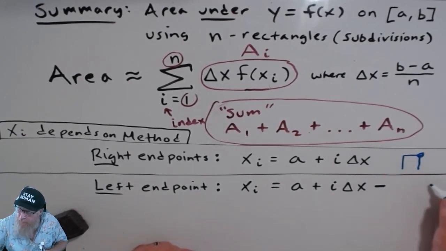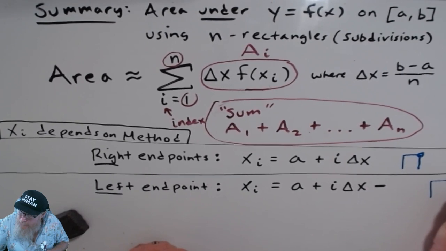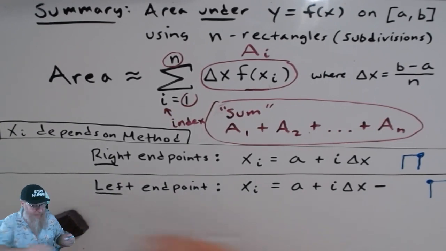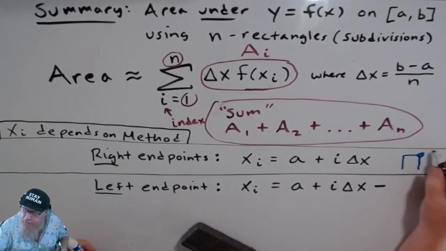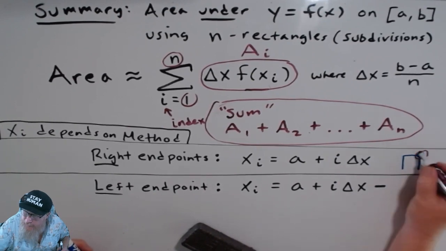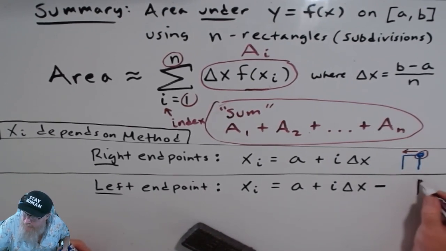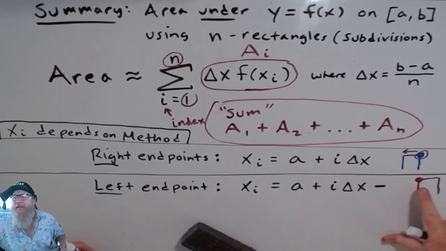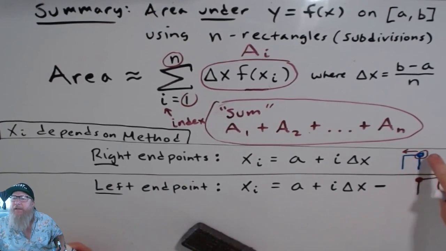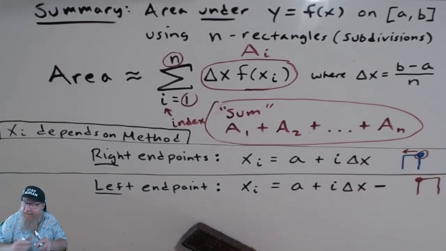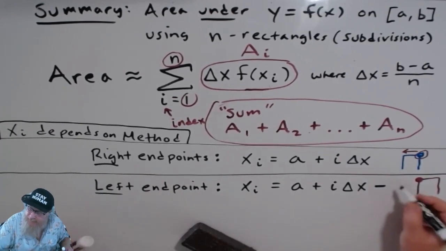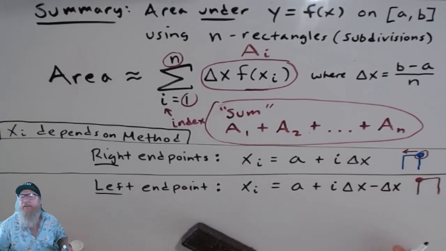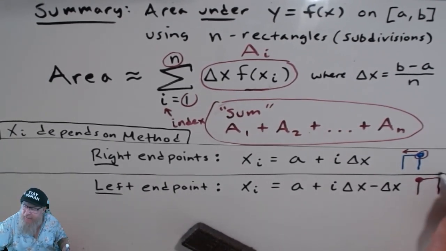The left endpoint, you just shift this point to the left so that it appears here at the top left corner of the same rectangle. So all of your right endpoints just get shifted to the left by exactly 1 delta x. So you say i delta x minus 1 delta x. And that's how you get the left endpoint.